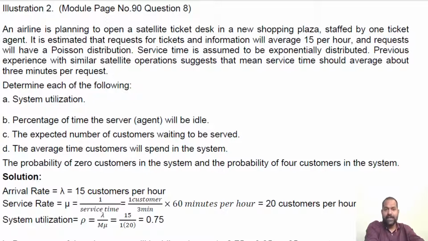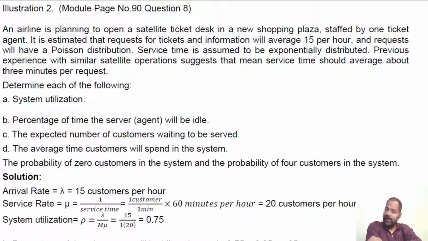An airline is planning to open a satellite ticket desk. So what is it? It's nothing else. It's a server where people will log in and buy an airline ticket. So it's basically an online ticket, but they call it a satellite ticketing desk, in a new shopping plaza. So it's basically going to be like a kiosk machine where you go, it's self-help. You press the buttons. This machine is dedicatedly only going to work for booking tickets for this particular airline.